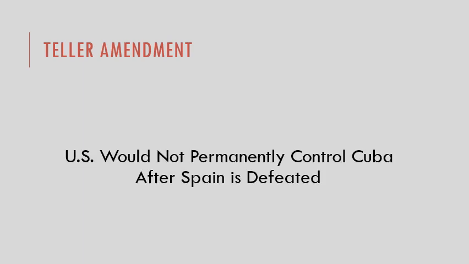And one of the things to know is the Teller Amendment. Congress agrees that the U.S. will not permanently control Cuba after they defeat Spain. Cuba will be left for the Cubans. They will have autonomy. At least that's what the Teller Amendment will say.